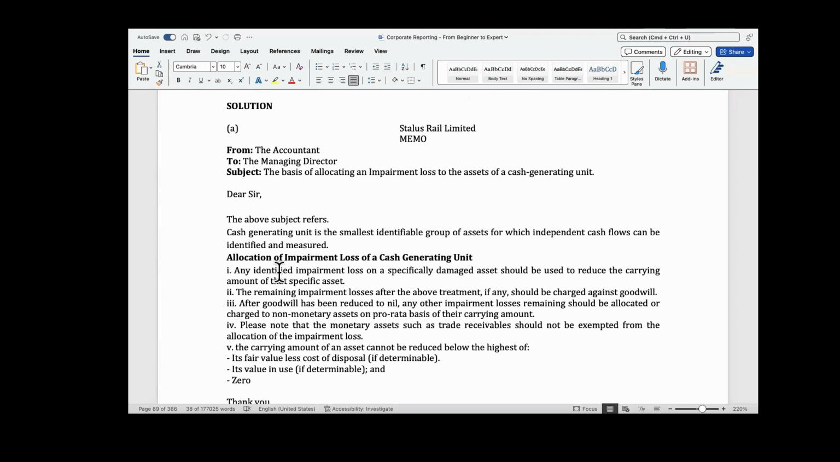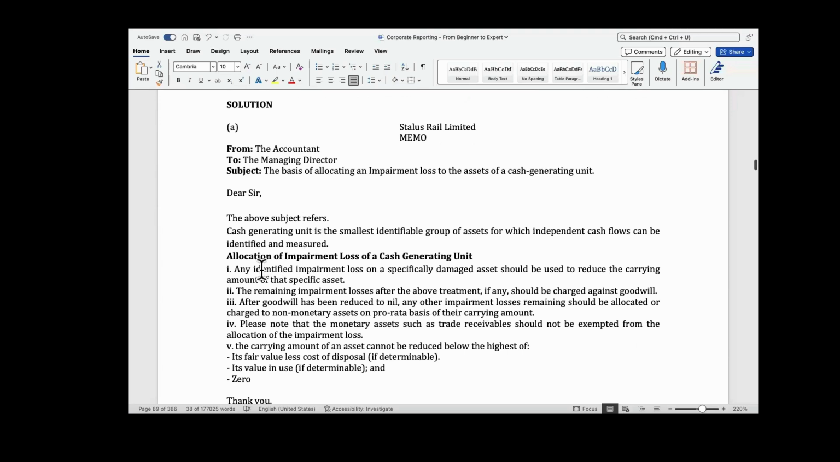So to allocate impairment loss, you of course get the impairment loss first and allocate it to a damaged asset, then to goodwill, then to other assets on a pro rata basis.